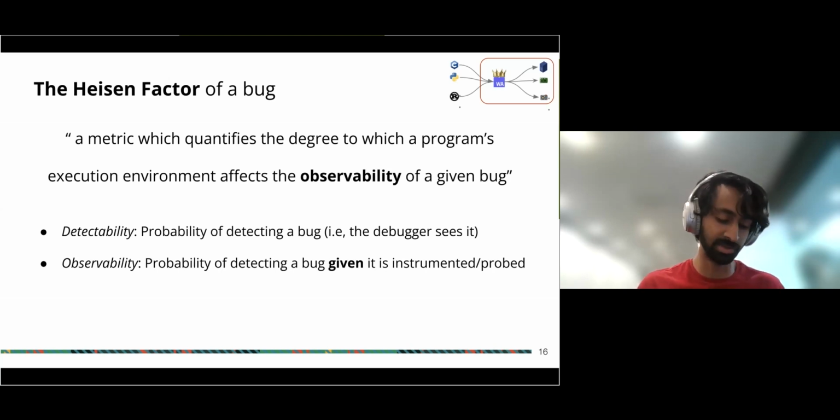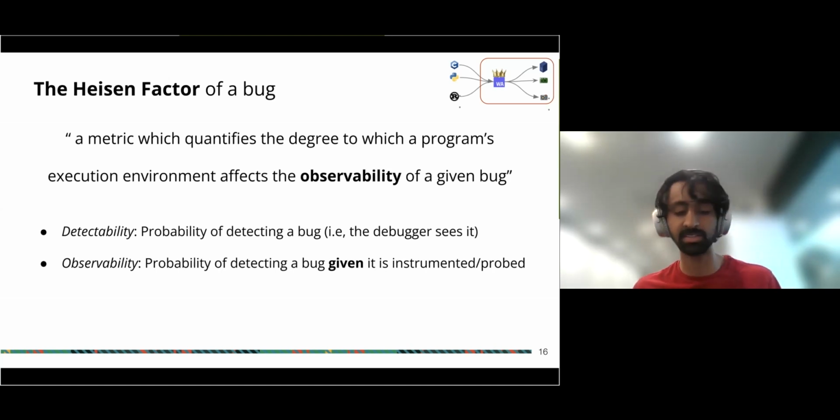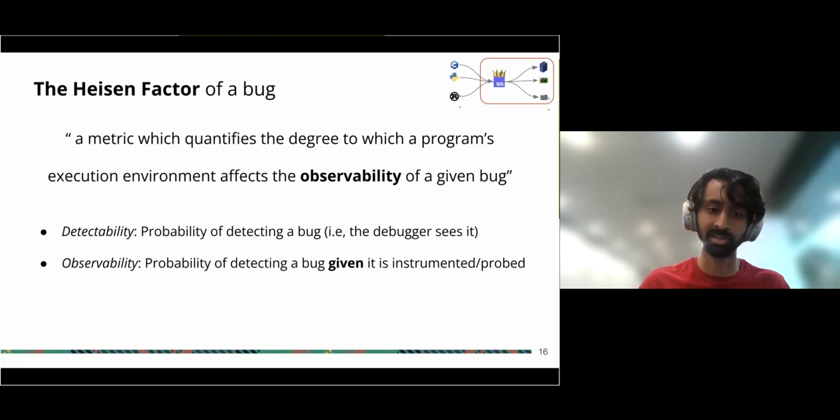So essentially, observability in our case is akin to reproducibility. A highly observable bug is usually highly reproducible.